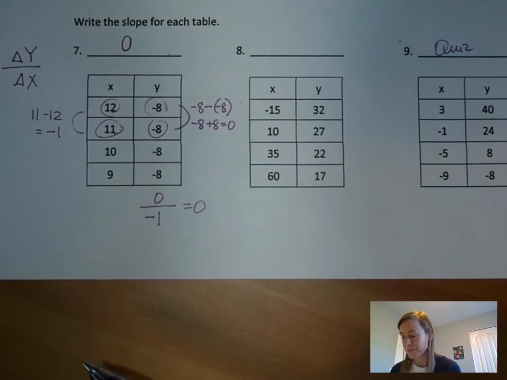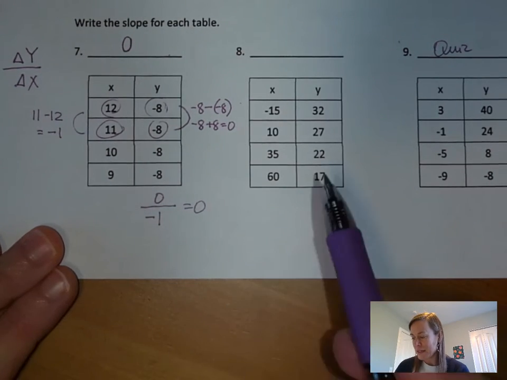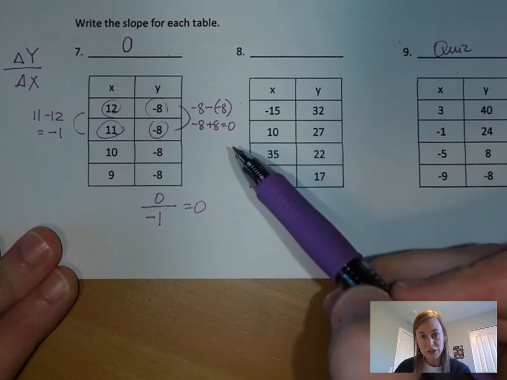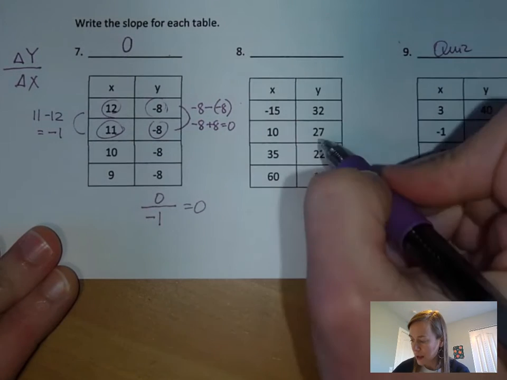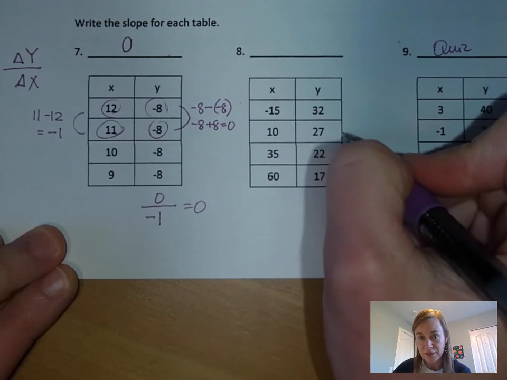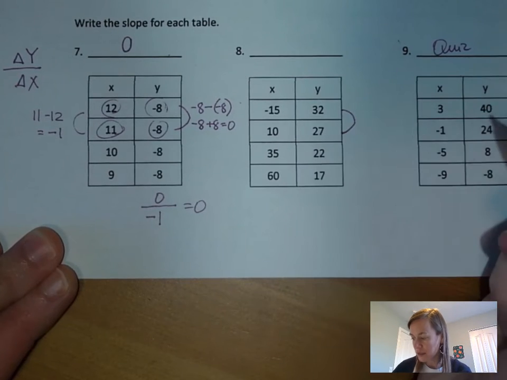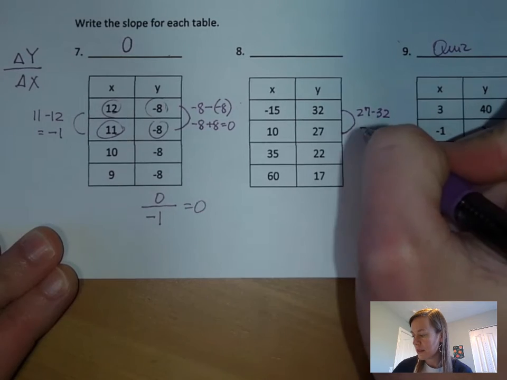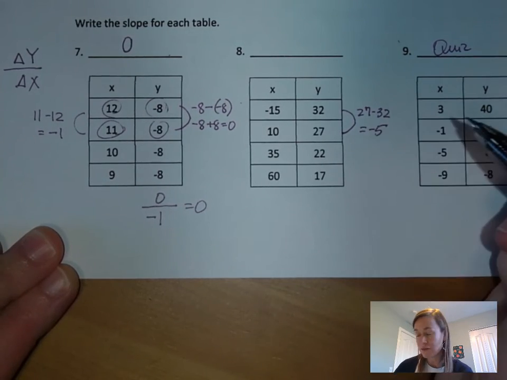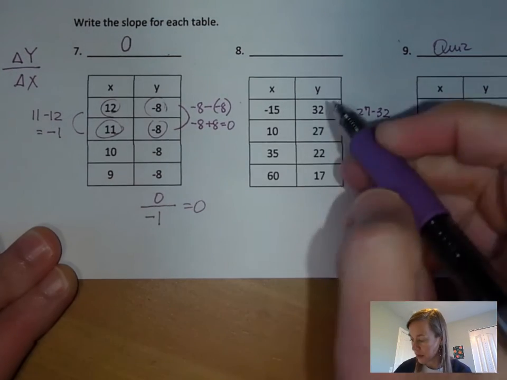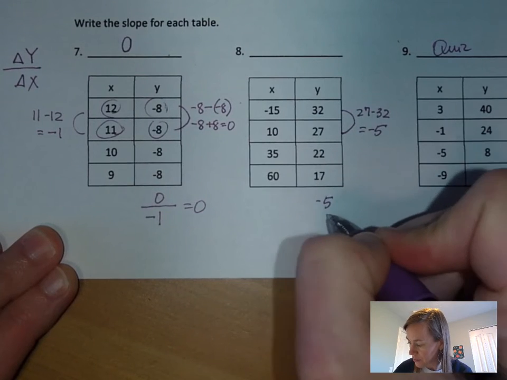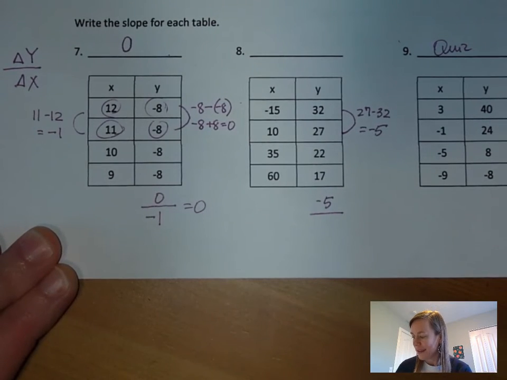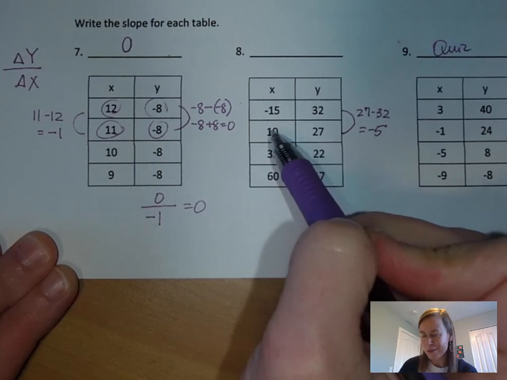Let's go to number 8. Okay, same idea here. We want the change in Y over the change in X. So for change in Y, I'm going to take this number right here, the 27, and I'm going to subtract 32. So 27 minus 32, that is going to equal -5. So that's the number that's going to go on top for me. I'll go ahead and write it right now. -5 over, and I didn't really leave myself a lot of room, but let's see what we can do here.